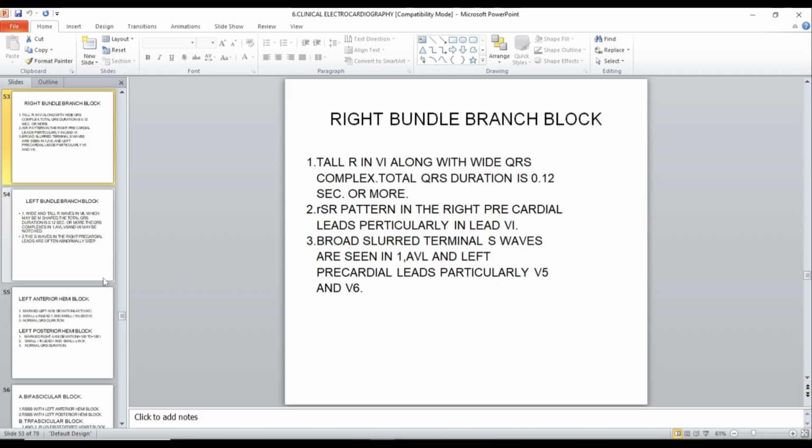Right bundle branch block: there will be tall R along with wide QRS complexes, and total QRS complex will be more than 0.12 seconds in timing. RSR pattern in right precordial leads, particularly lead 1, broad and slurred terminal S waves are seen in lead 1, AVL and left precordial leads, particularly V5 and V6.